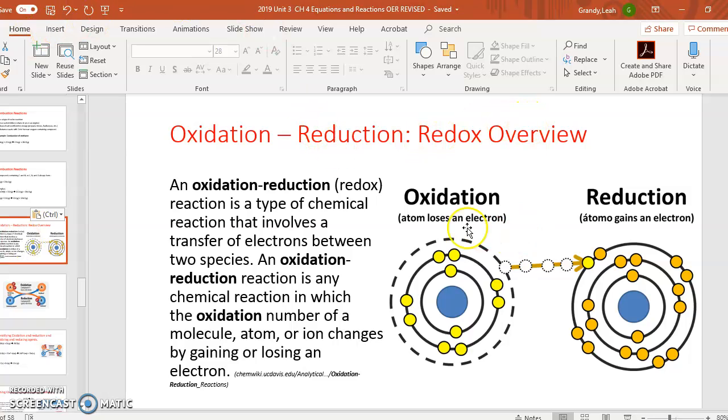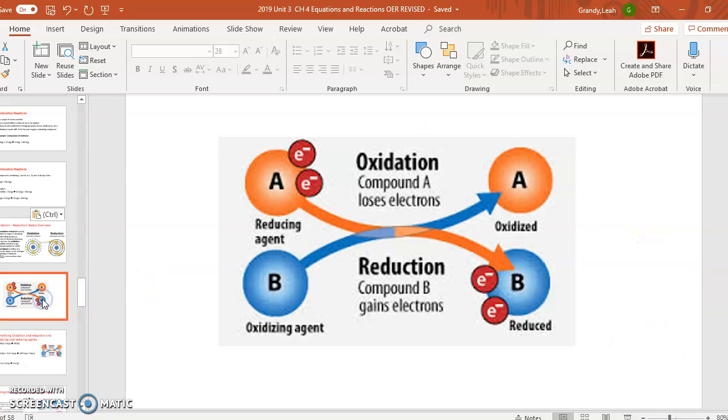So an overview. Basically, we're tracking what's happening with electrons. In oxidation, there's an atom that loses an electron, and in reduction, there's an atom that gains an electron. So think about reducing in the sense of gaining a negative makes a number smaller. You can think of it that way. And I'll leave this for you to pause and look at again.